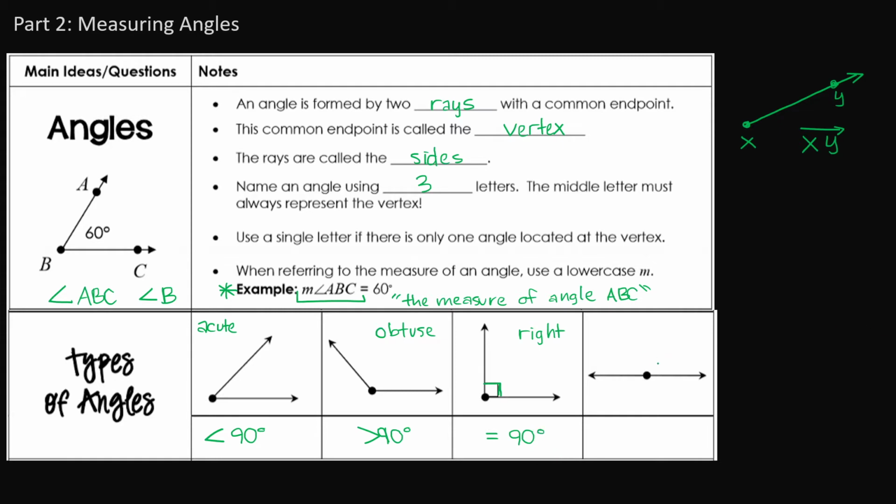And another angle you may not have heard of before. It looks like a line. It honestly is. This is a straight angle. And really, it's two right angles put together. And if you add that up, this is equal to 180 degrees. Pretty cool.